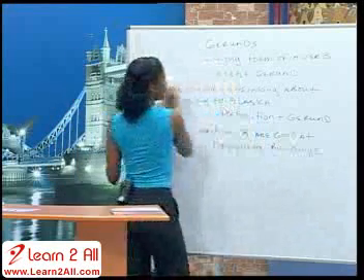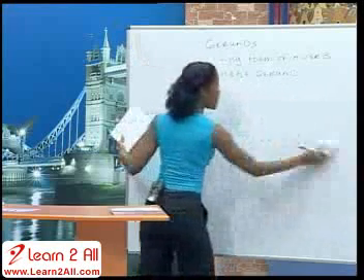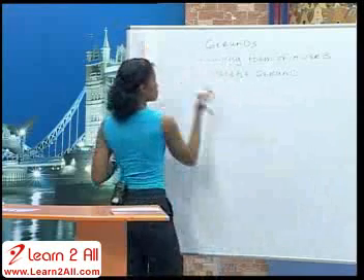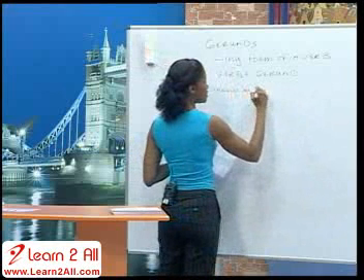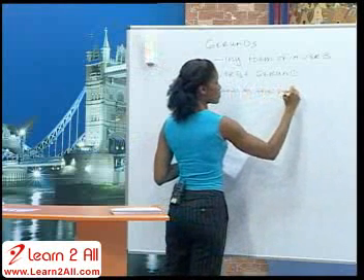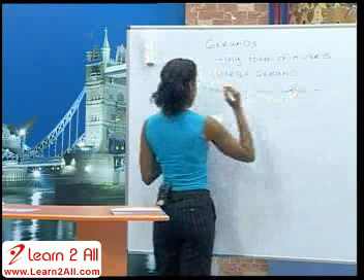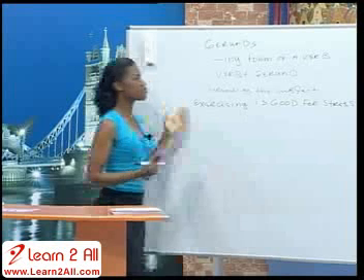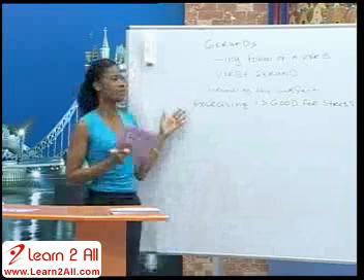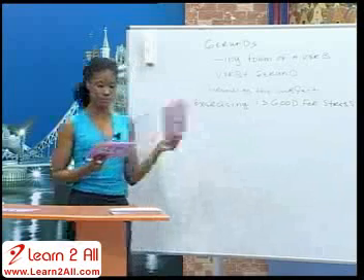Okay, or a gerund can be the subject of a sentence. Gerund as the subject. For example, our first sentence, exercising is good for stress. Okay? Exercising is good for stress, so your gerund as the subject.